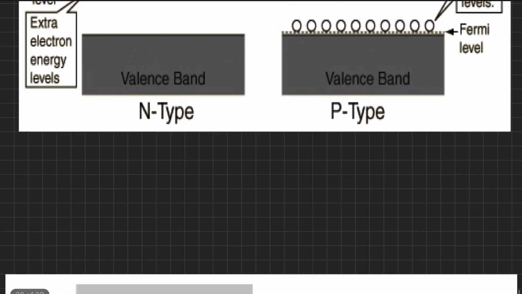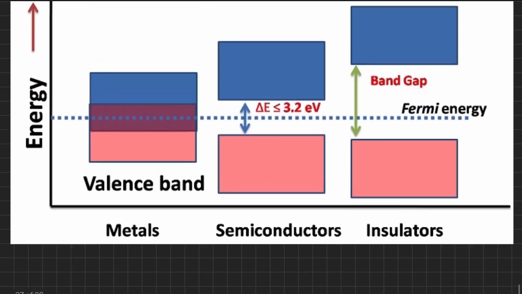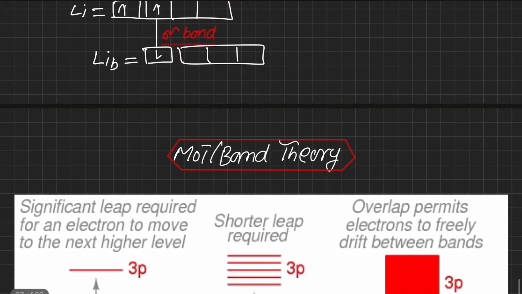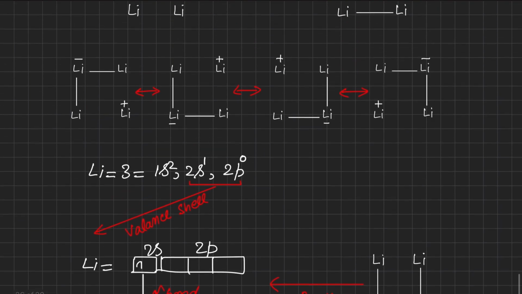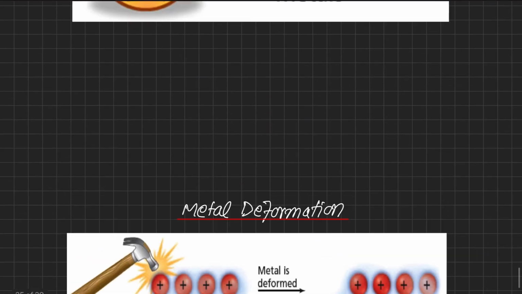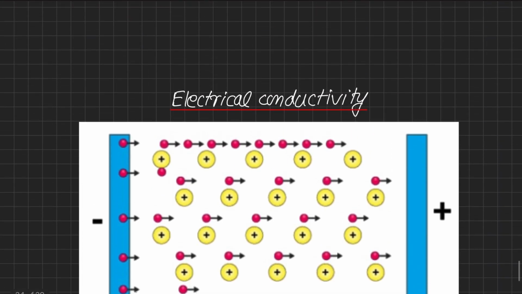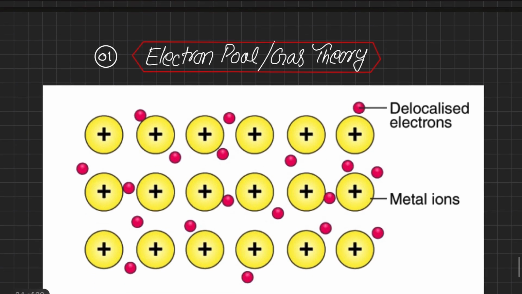So in this way, we have explained the bonding situation in metals by using these three theories, including molecular orbital theory, then valence bond theory, and finally electron pool theory or gas theory.